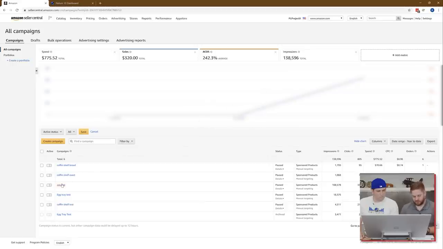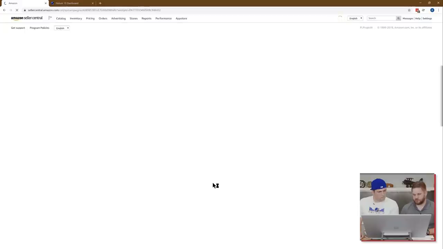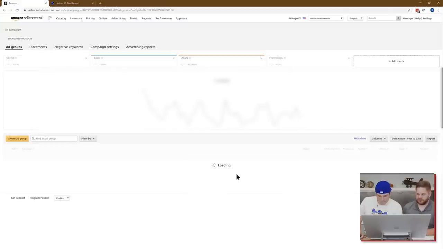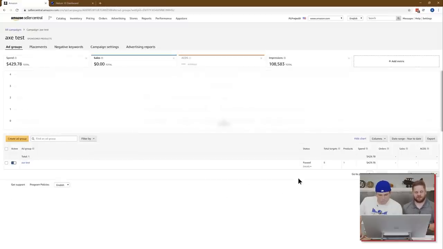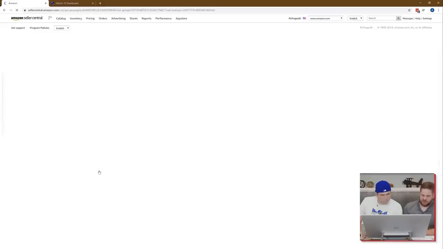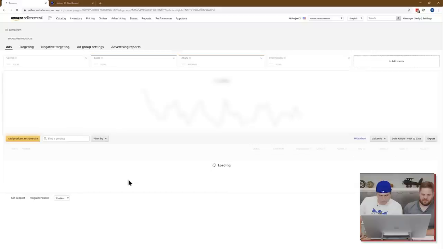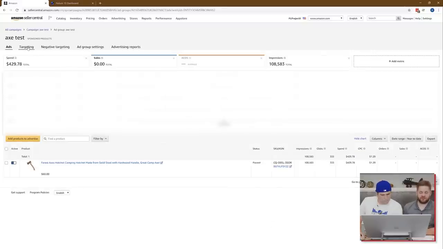So you asked about the axes. Let's go to axes. Let's go ahead and click that. And remember, you can organize these as many different ways as you want to. We just did it very simply. You can organize it however is best for you. Click this axe test again. And then you're going to go to the top of the screen, and you're going to hit targeting. And you've seen us do this before. This is where we entered our keywords.